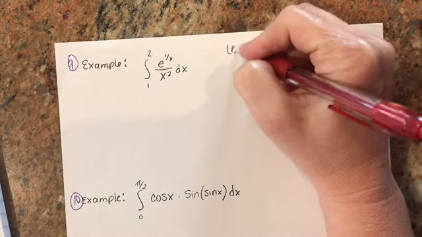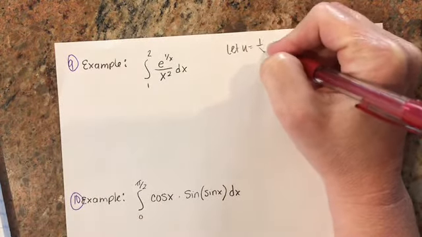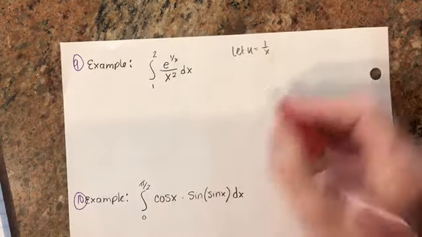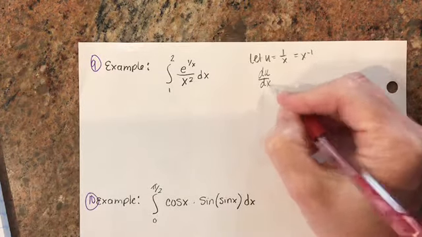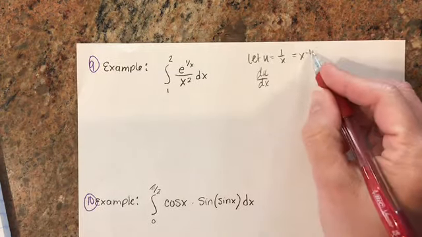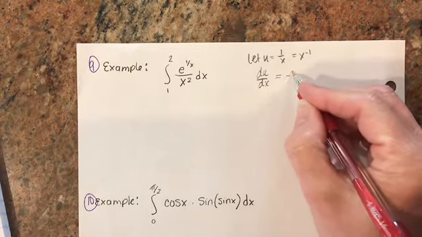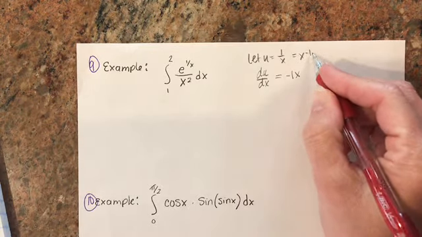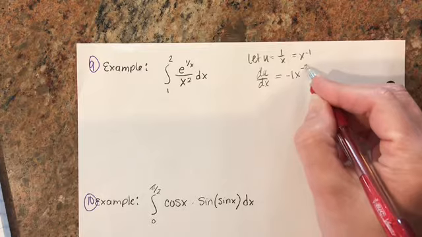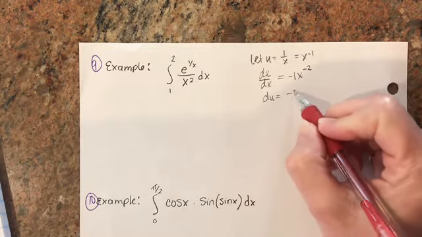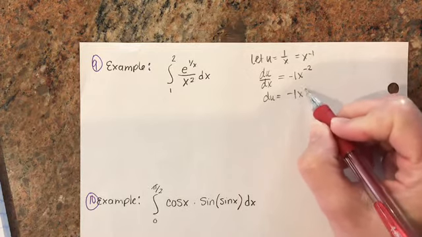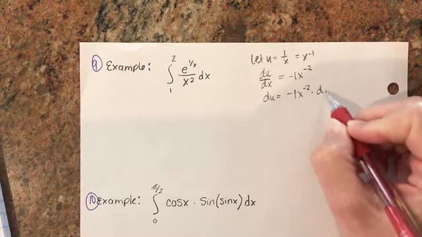So let's let u equal 1 over x, and that also is written as x to the negative 1. So what is the derivative of x to the negative 1? You would bring the negative 1 in front, and then the exponent becomes 1 smaller. I'm going to get du by itself. Negative 1 times x to the negative 2 times dx.